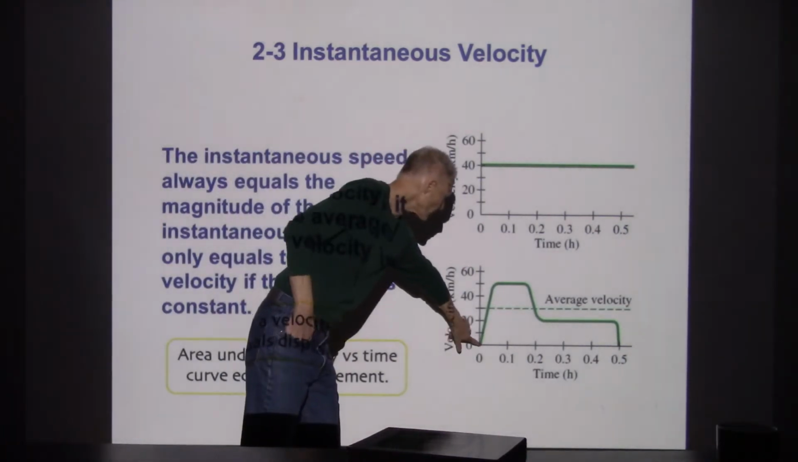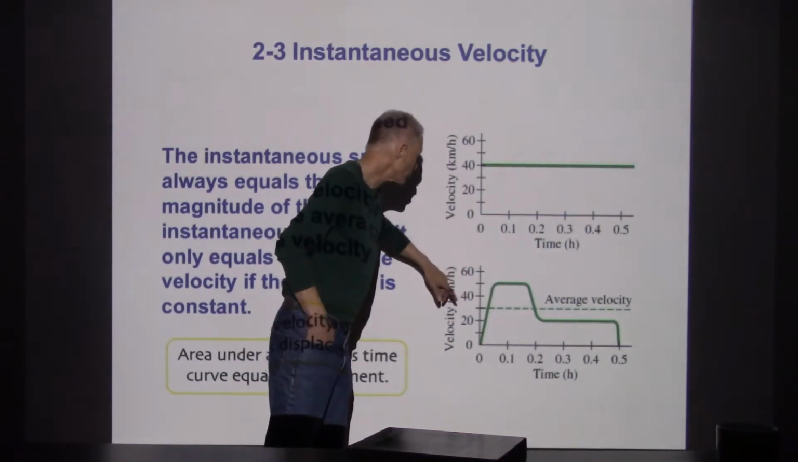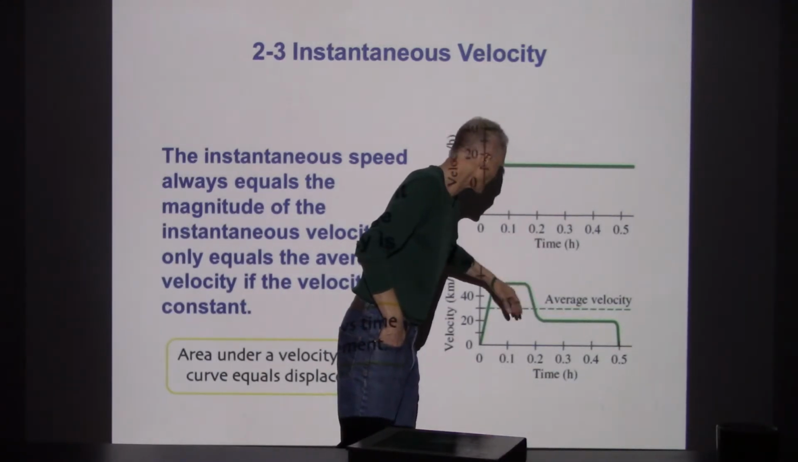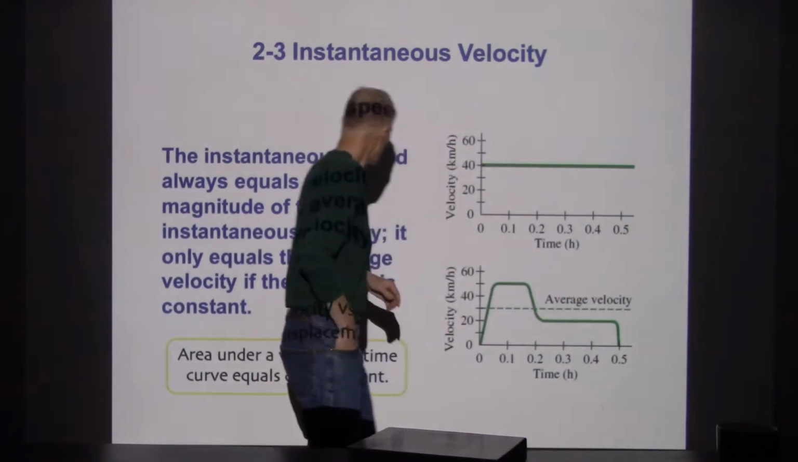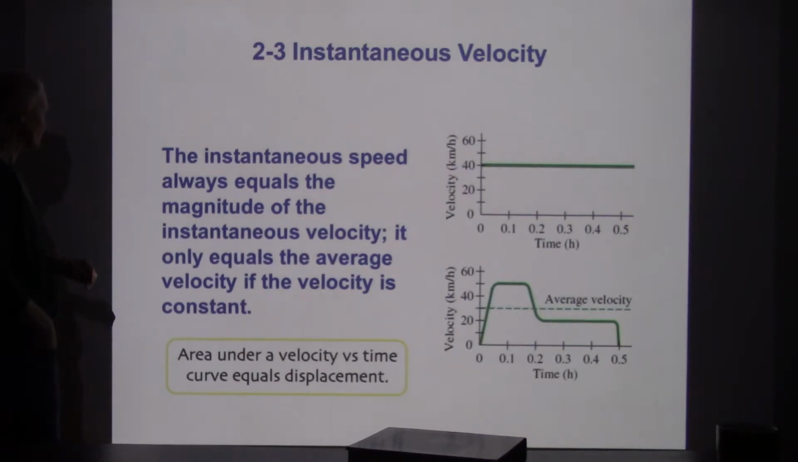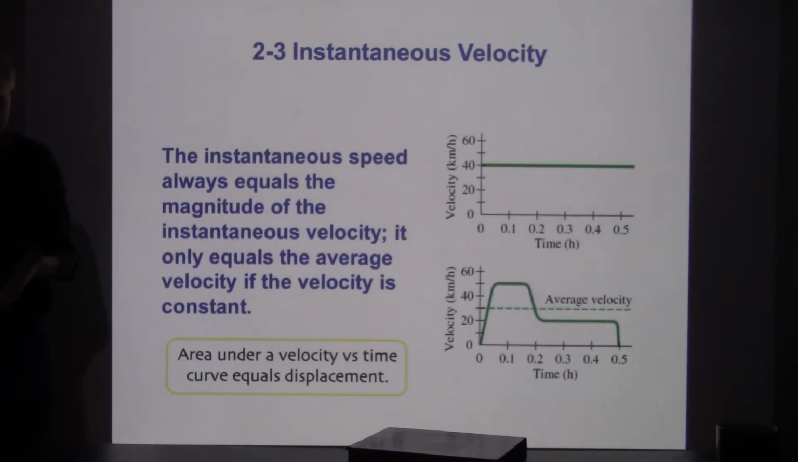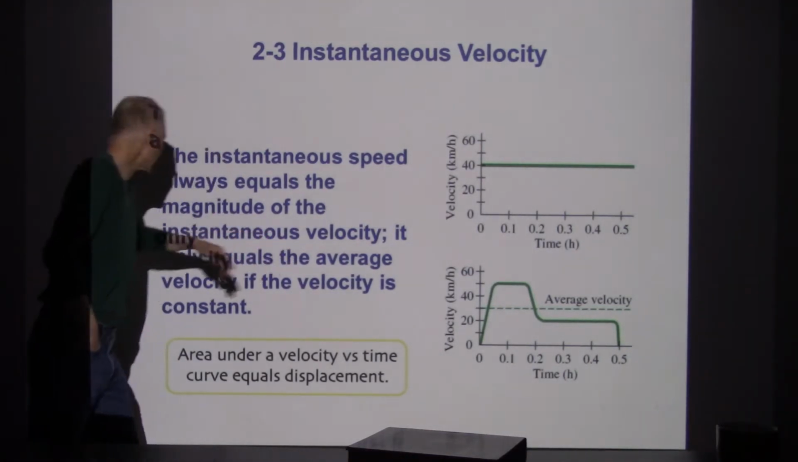This time, the car's starting out at rest and then it picks up speed, it accelerates up to 50 kilometers per hour, and then it goes 50 for a while and then it slows down, it decelerates, it accelerates in an opposite direction, and then it travels at 20 for a while. Now what they're claiming here is that the instantaneous speed always equals the magnitude of the instantaneous velocity. So however fast we're going at a given instant is giving us an idea of what the instantaneous velocity is.